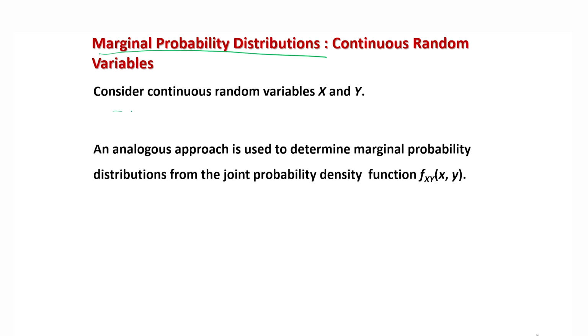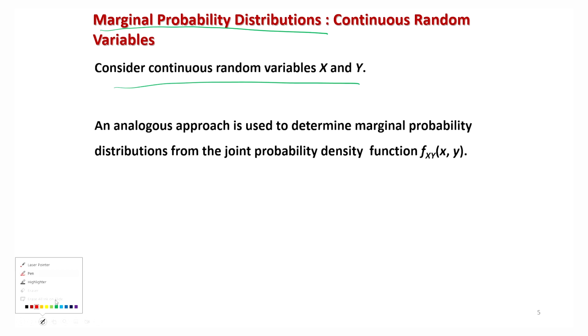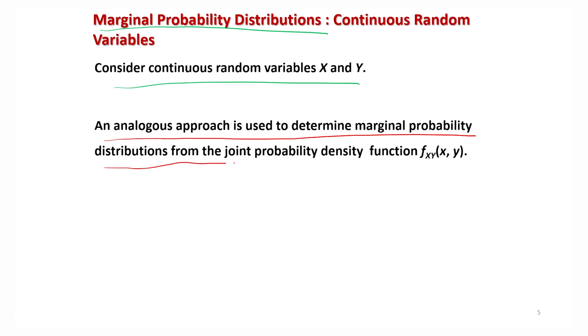So if I consider here two random variables x and y, I can find out the marginal probability distribution from the joint probability distribution function, exactly in the same way as we find the probability function. If it is continuous, then integral, and if it is discrete, then sum. So an analogous approach is used to determine the marginal probability distribution from the joint probability density function.